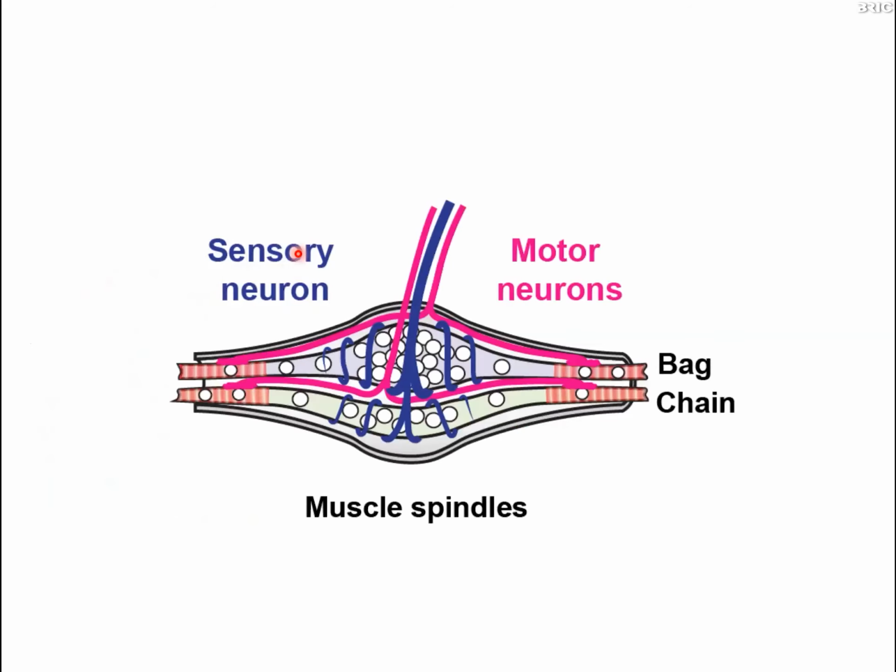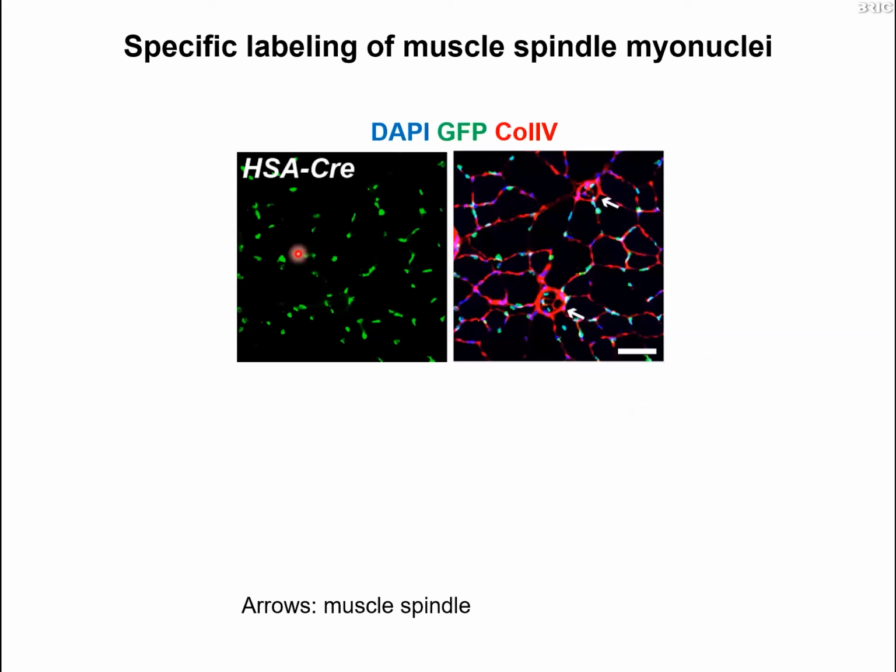So this is a schematic diagram of the muscle spindle fibers. I will not go into the detail today, but you can easily appreciate that it is a very uniquely structured myofiber. Now, the HSA-Cre that I have been using so far also labels muscle spindle fibers. Although they are extremely rare, due to their funny looking morphology, you can easily detect them in tissue sections, which are indicated by arrows here.